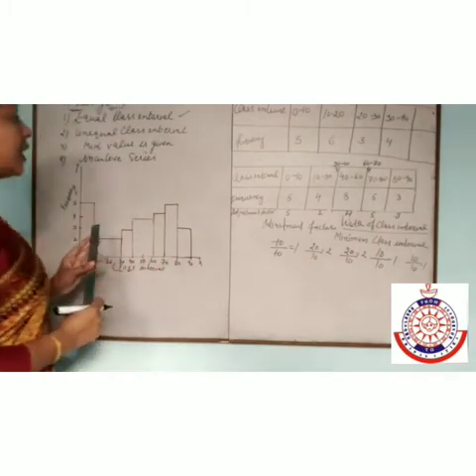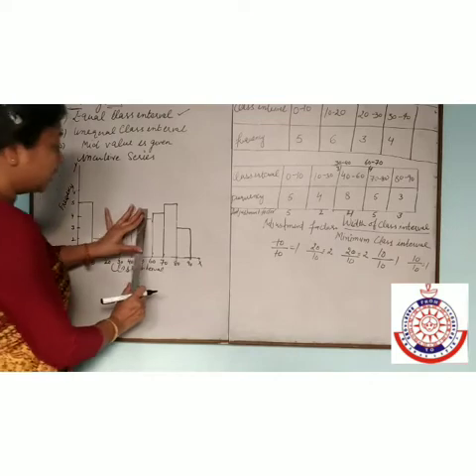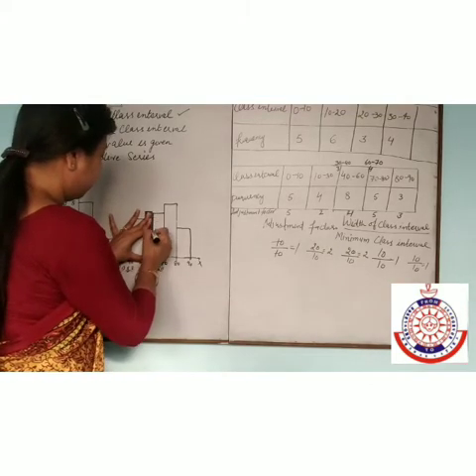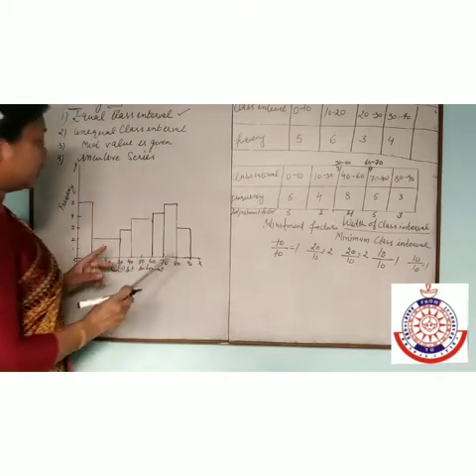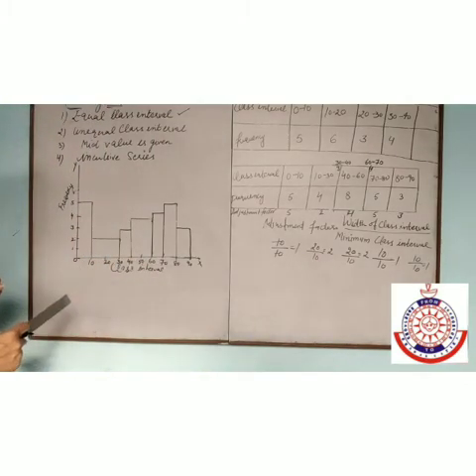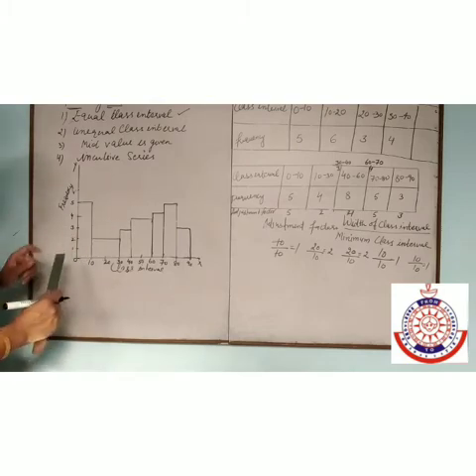So this is our histogram when unequal class interval is given. When unequal class interval is given, we can draw the histogram like this.